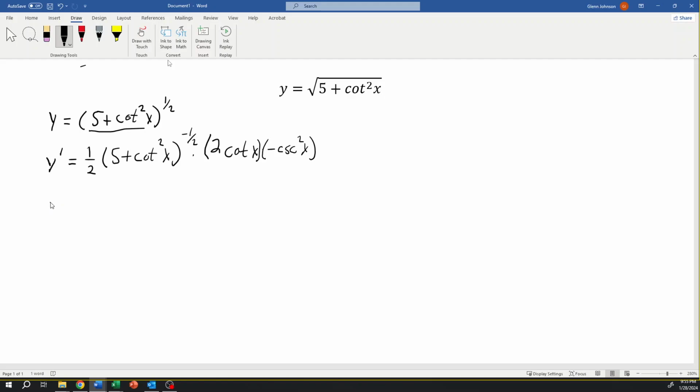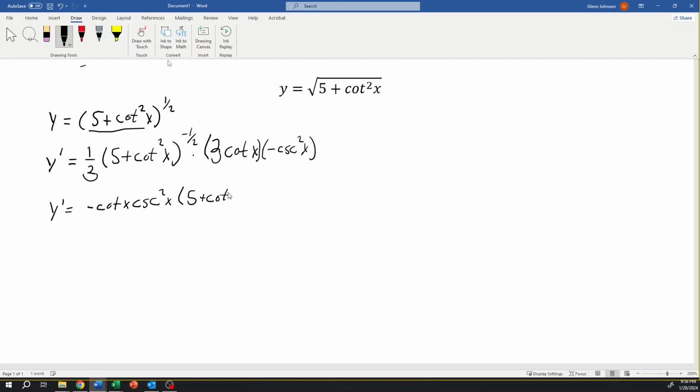So all that's left to do here is just do a little bit of cleanup. The 1/2 and 2, we can multiply those together. They kind of cancel out, give us 1. And so bringing out the negative cosecant squared and cotangent out in front, we'll have negative cotangent x times cosecant squared x multiplied by 5 plus cotangent squared x to the negative 1/2 power. All right, and that's pretty much our result.